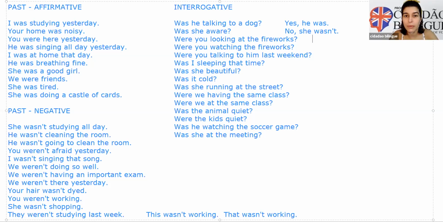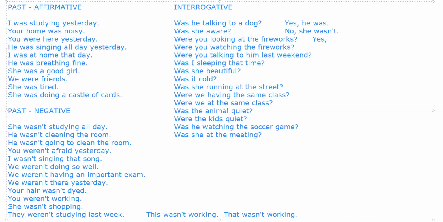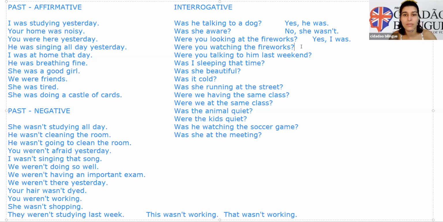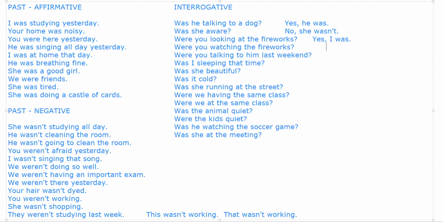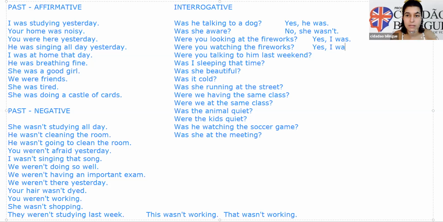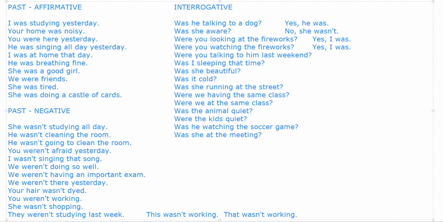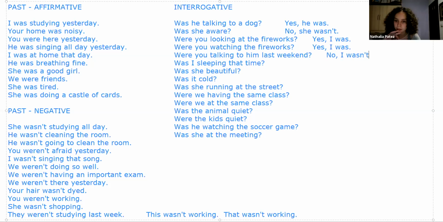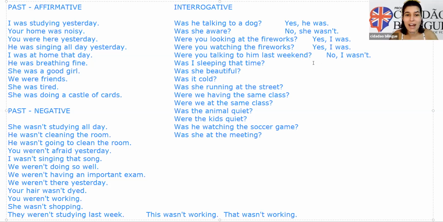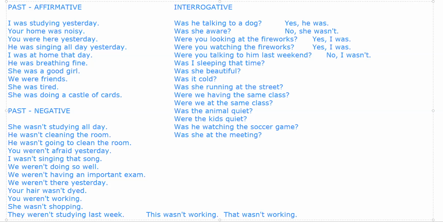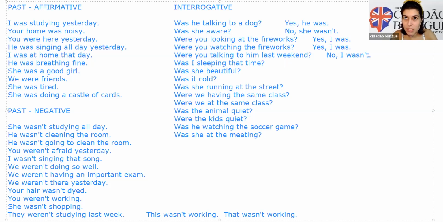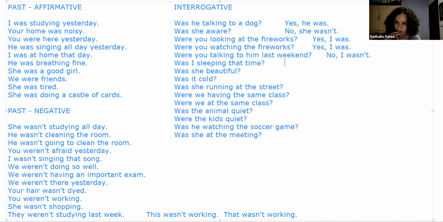Were you looking at fireworks? Yes, I was. Very good. Were you watching the fireworks? Yes, I was. Very good. Okay, were you talking last weekend? No, I wasn't. Was I sleeping that time? Yes, I was. Yes, I was or no, I wasn't? Yes, I was.